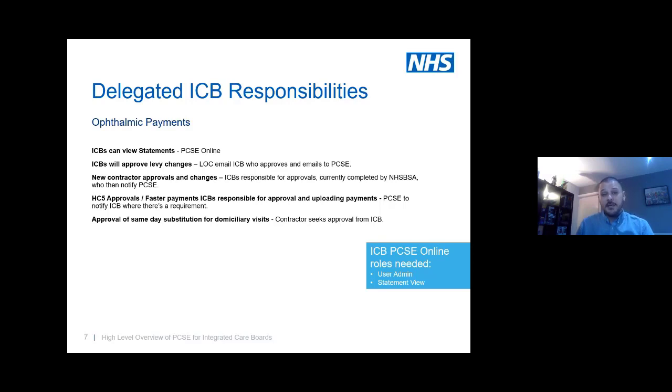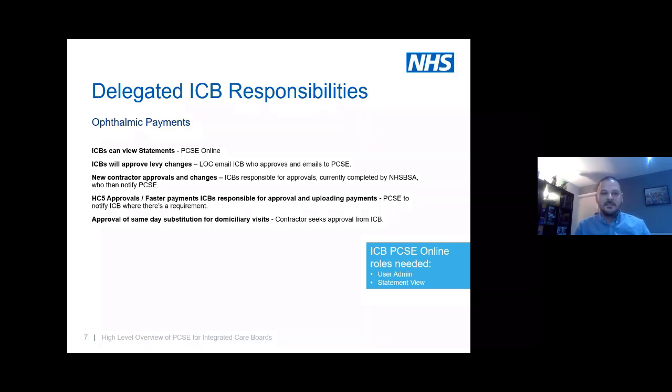So when it comes to ICBs and ophthalmic payments, the first thing ICBs can do is view the statements of a particular ophthalmic organisation through PCSE Online. You'll also be able to approve levy changes. So the local ophthalmic committee email ICBs who approve and then send emails to PCSE to administer and manage. New contractor approvals and changes as well. So you guys will be responsible for approvals, which is currently completed by NHS BSA, who then notify PCSE.